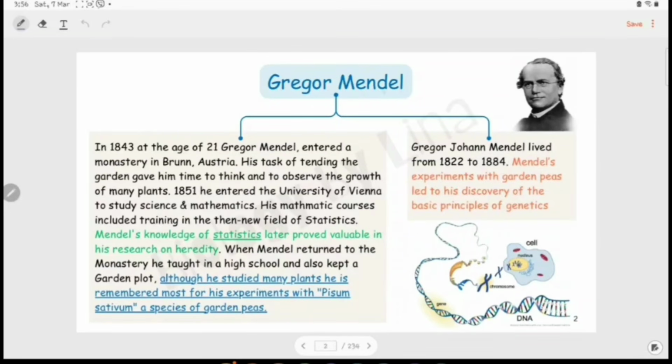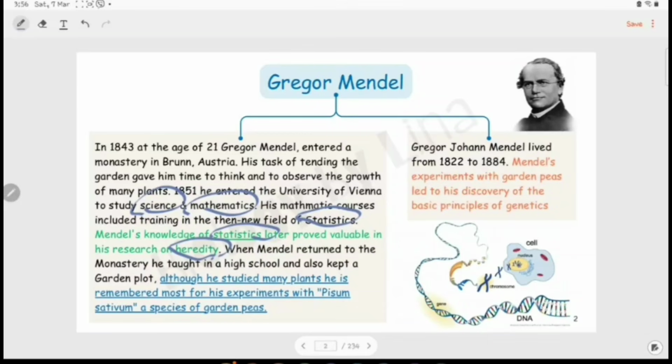Here you have a history of Gregor Mendel. Who was Gregor Mendel, and why is he named the father of genetics, and what did he study? So you can look at the history of Gregor Mendel and focus on what he studied. He studied science, he studied mathematics, and his mathematics courses included training in the new field of statistics. So Mendel's knowledge later proved valuable in his research on heredity. What helped Mendel in studying heredity was statistics, which is a part of mathematics.